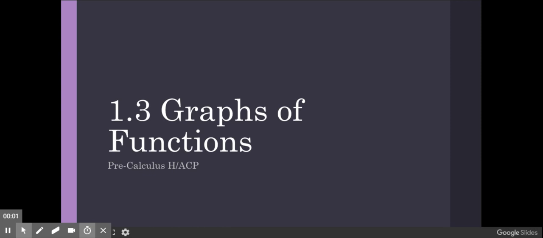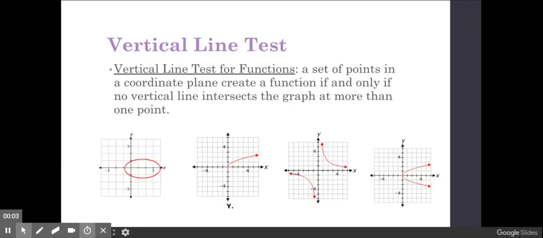This is section 1.3, graphs of functions. We start off with the vertical line test. So we've already talked about this a little bit. It's to tell if something is a function on a graph. So a set of points in a coordinate plane create a function if and only if no vertical line intersects the graph at more than one point.